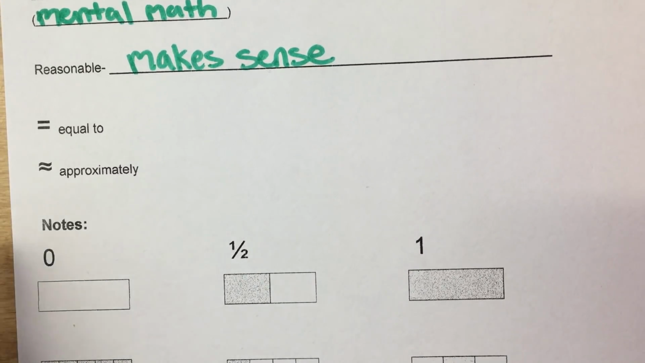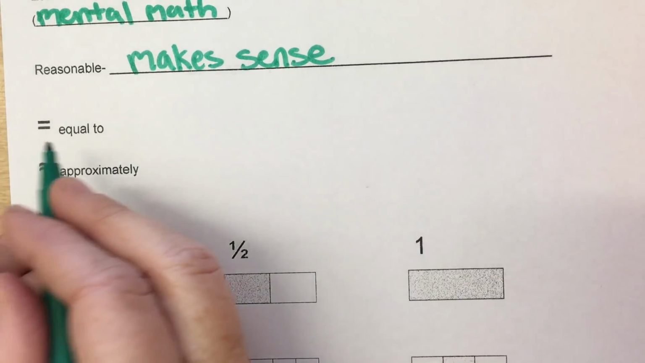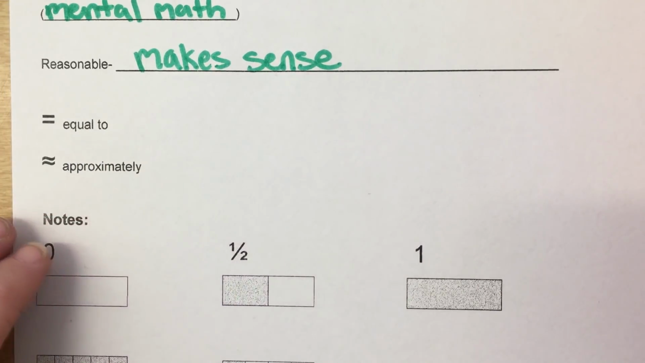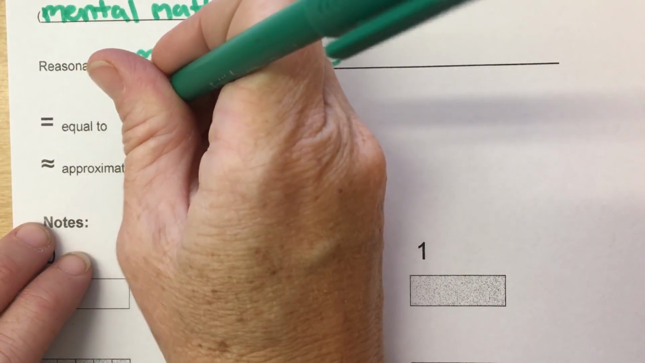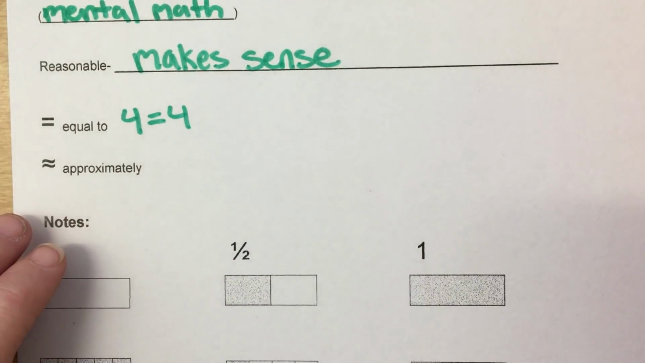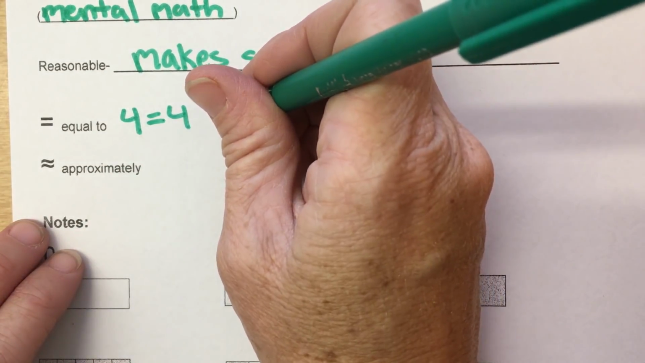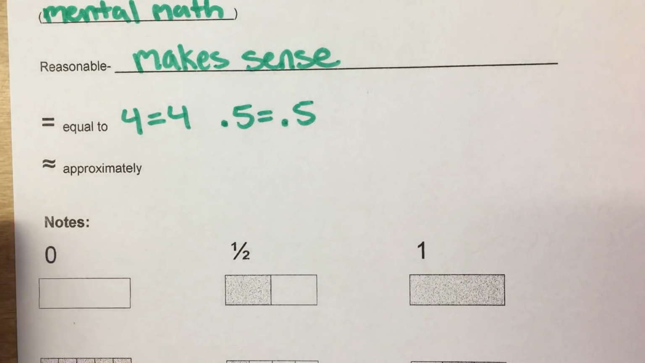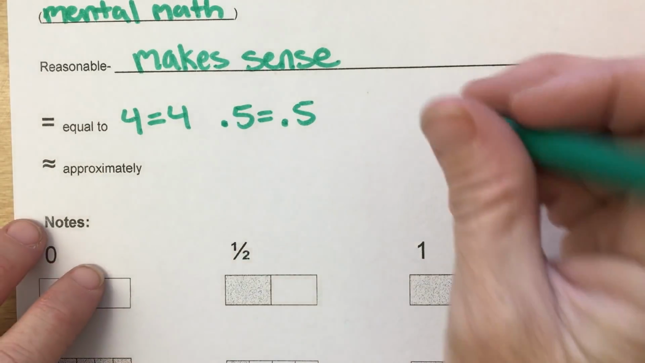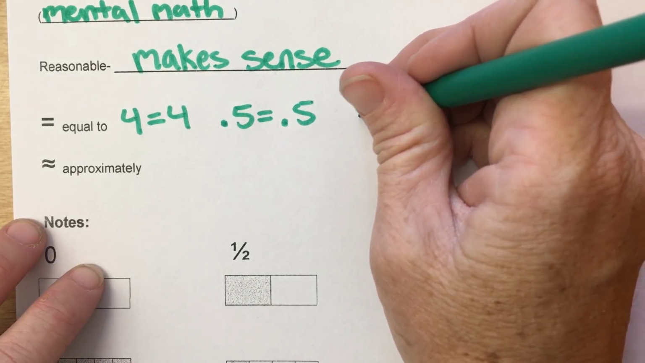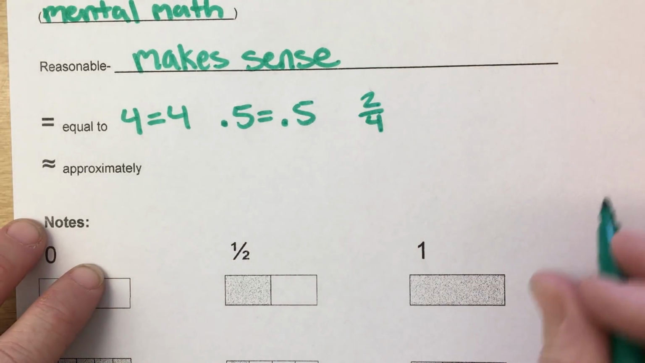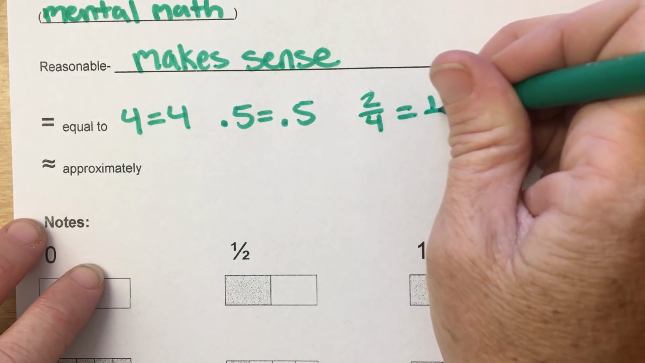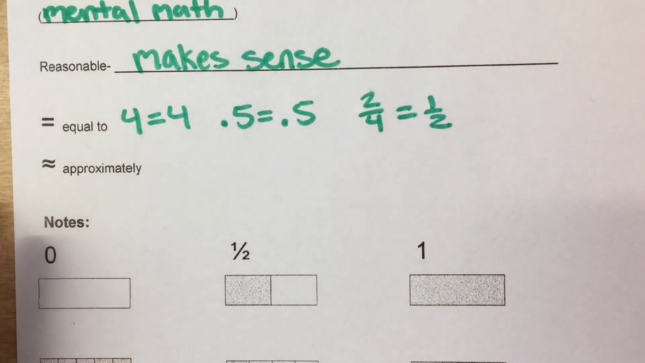Okay, these two symbols, the first one you've seen before, it's just a regular equal sign. This means it's equal. It means they have the exact same value. So 4 is equal to 4. I could say that 5/10 is equal to 5/10. You learned in the last lesson that 2/4, when I simplify it, is also equal to 1/2. They have exactly the same value.